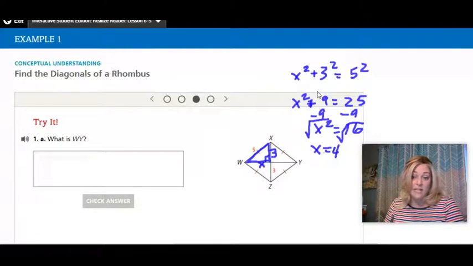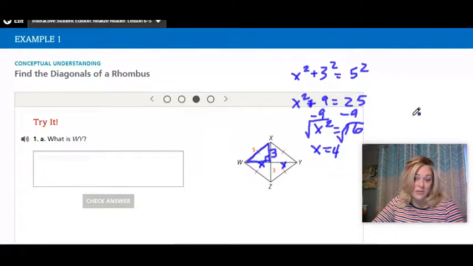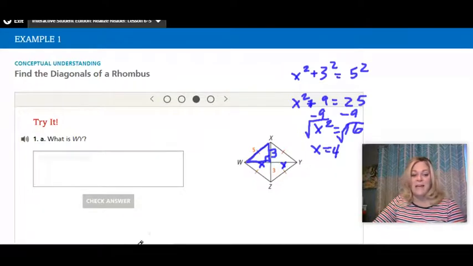But that's not what the question asks. The question doesn't ask for just W to this midpoint right here. It asks for WY. And if this side is x, this other side is x as well. So the total, I'm hoping you can get, it would be 8.